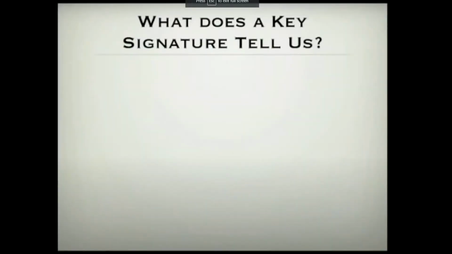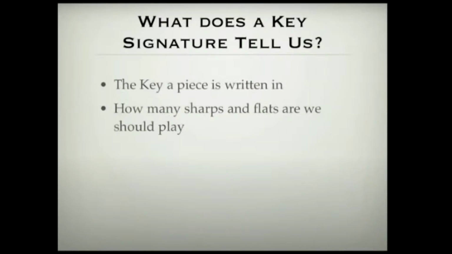Okay, so what does a key signature tell us? It tells us two things. The key that a piece of music is written in, and as a result of this, it also tells us how many sharps or flats we are going to be playing or reading on a piece of music. So here we are.